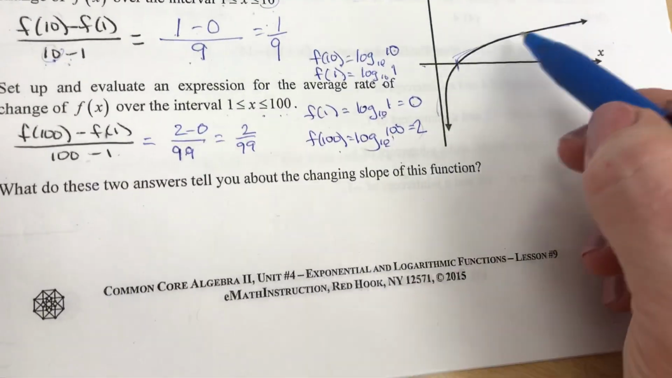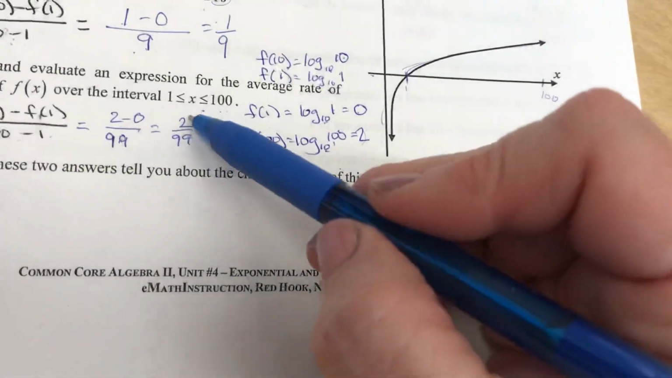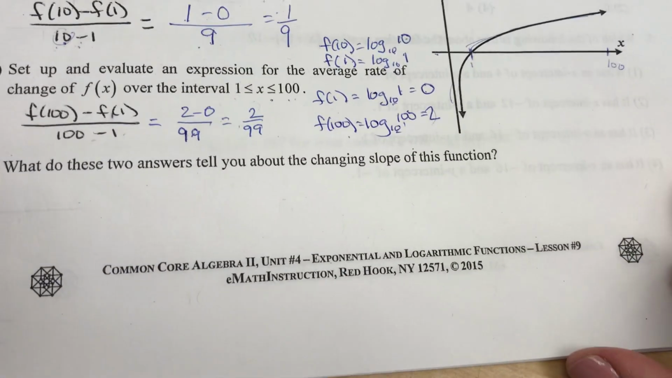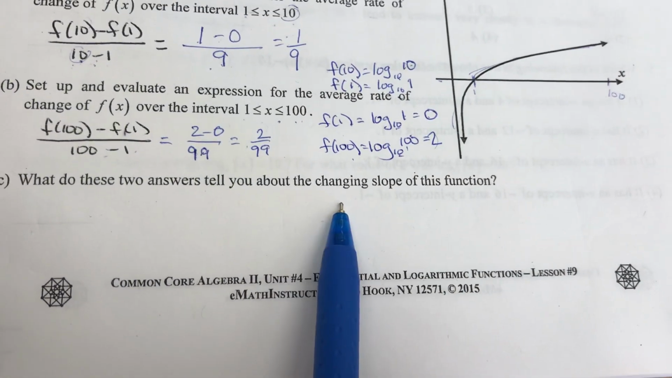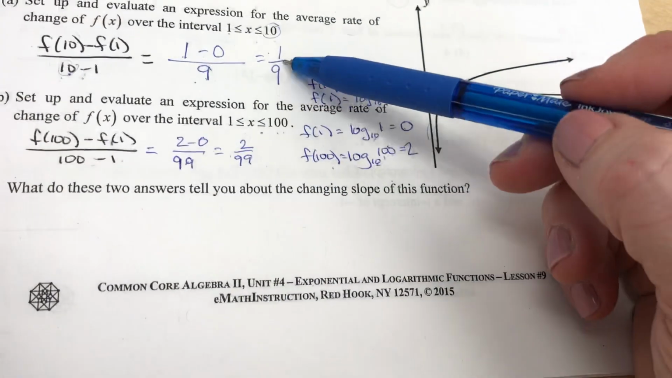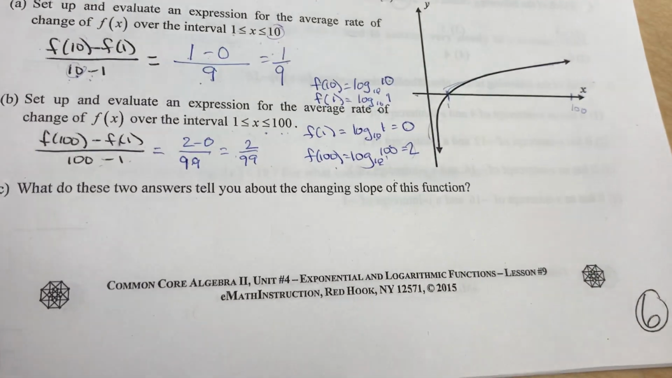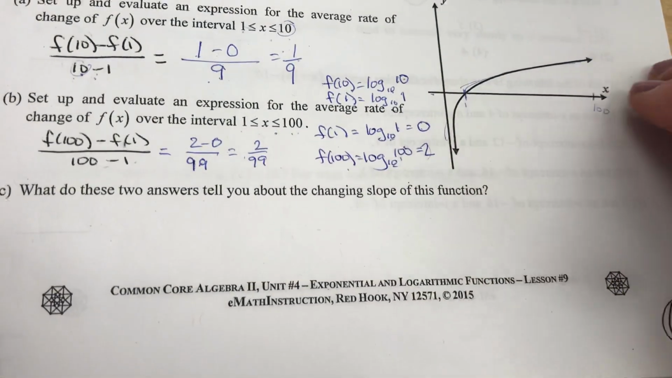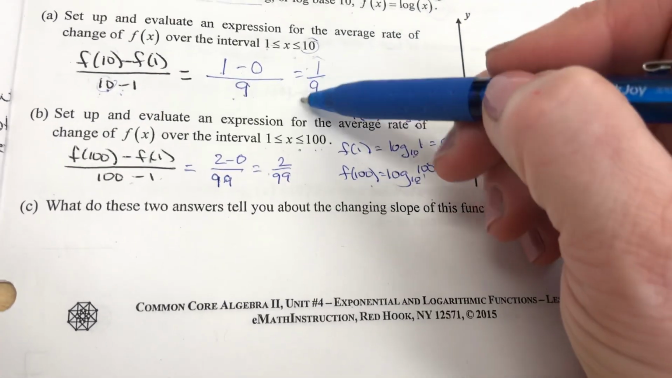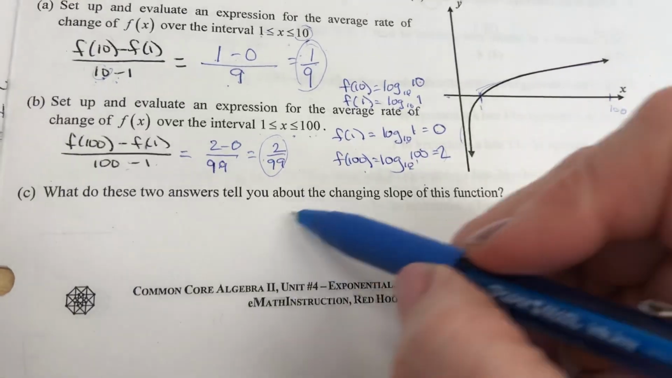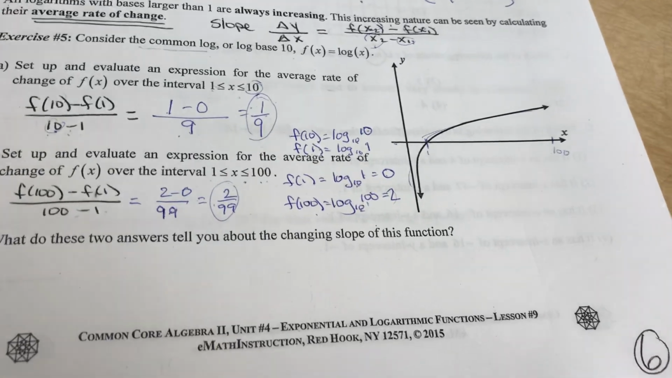So if this was a graph from 1 to 100, then I would be going only a slope of 2/99. Okay, so what can you tell about these two answers and the change of slope? Hopefully you realize that this is just showing you it's a very, very slow slope, very low, okay? Very small amount of change. And this is bigger than this. So the further you go, the slower it is going because it's exponential, okay?